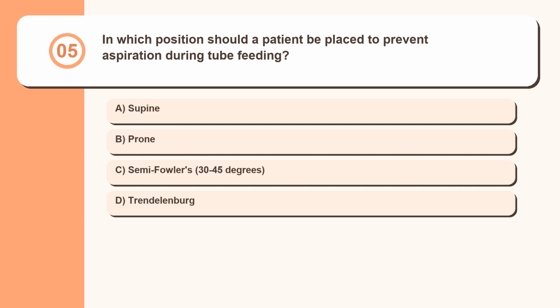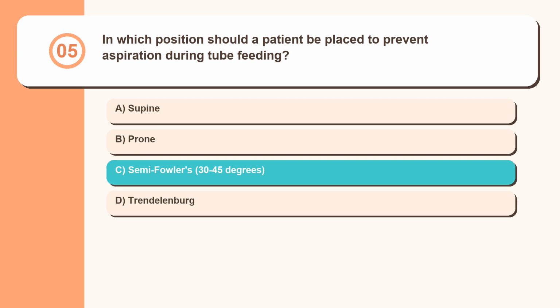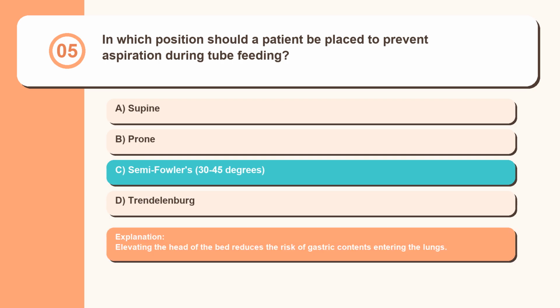Question 5. In which position should a patient be placed to prevent aspiration during tube feeding? Supine, prone, semi-Fowler's, 30 to 45 degrees, Trendelenburg. Elevating the head of the bed reduces the risk of gastric contents entering the lungs.